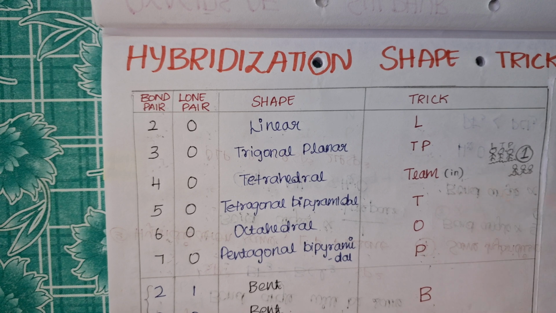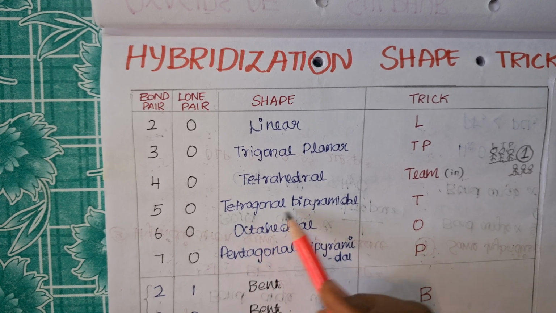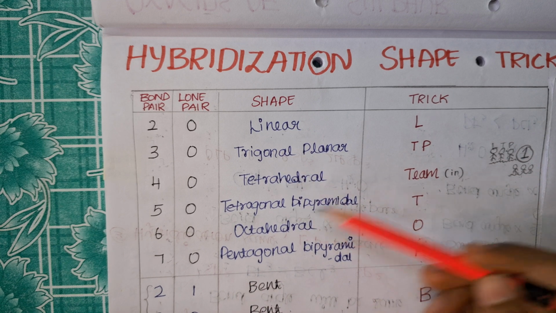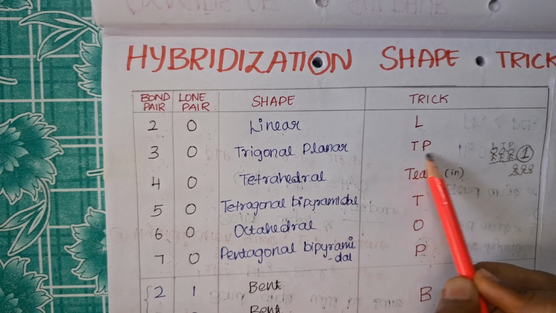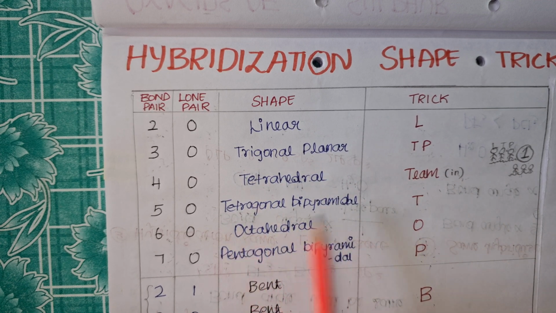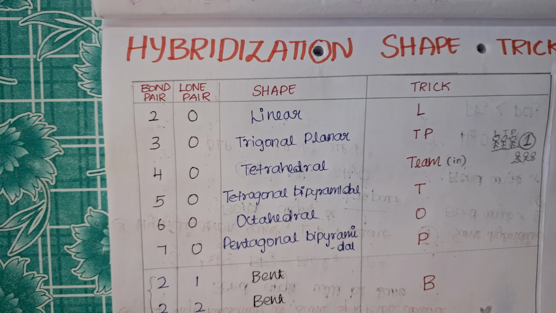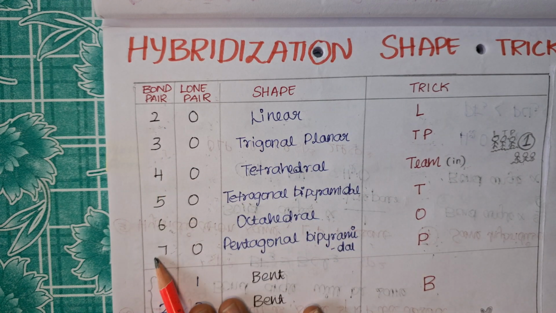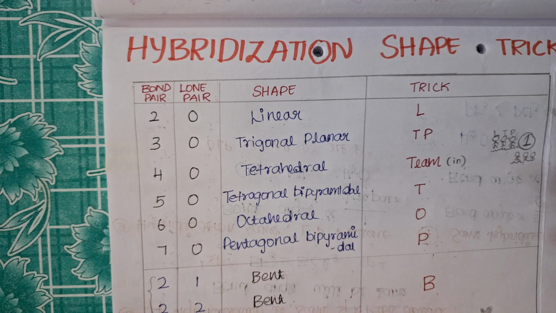In is nothing, just for making the sentence. Again, T is for trigonal bipyramidal. O is for octahedral. P is for pentagonal bipyramidal. Only T is repeating thrice. The trick will be here itself. If TP means trigonal planar, TE means tetrahedral, so the remaining T you can memorize easily. Are we good with this trick? Whenever lone pair is 0, you simply need to write like this, and the trick will be LTP team in top.